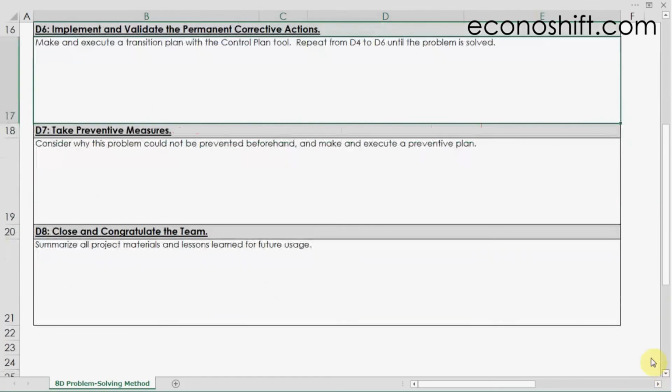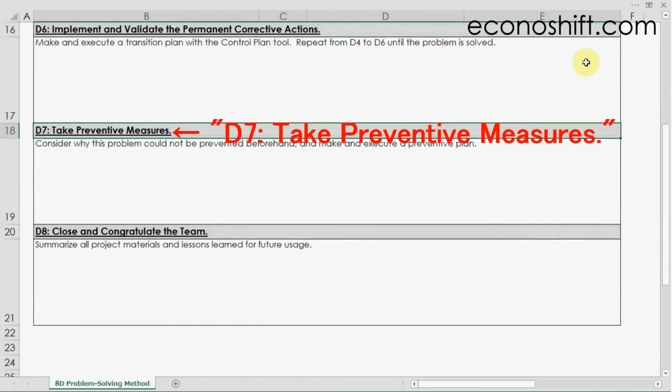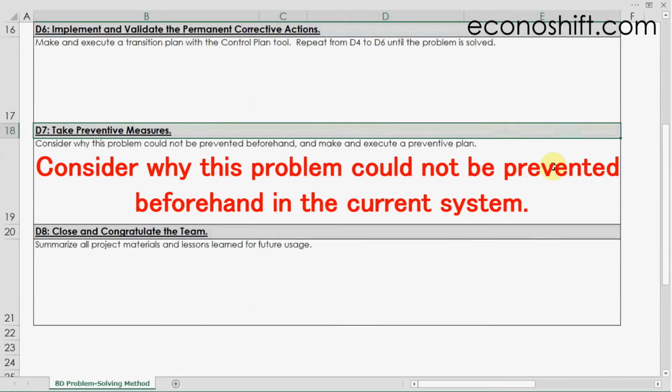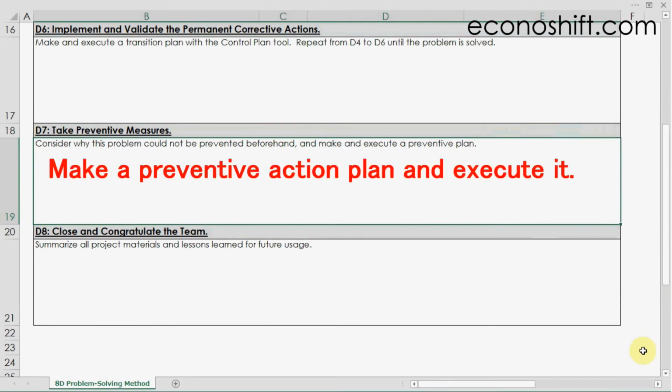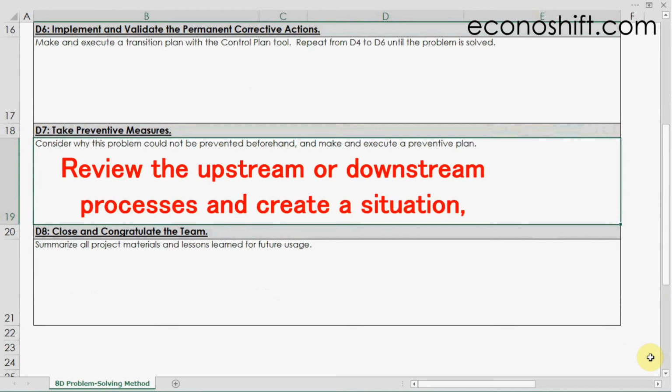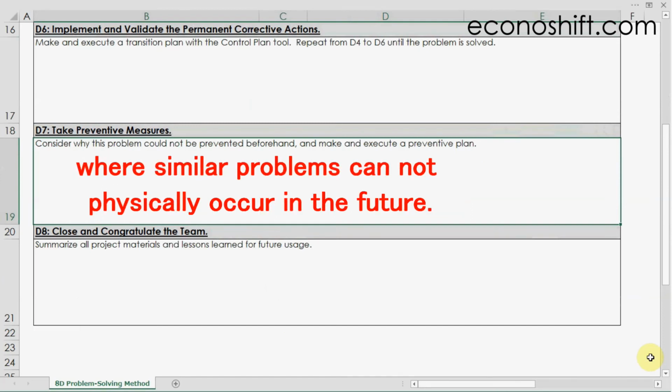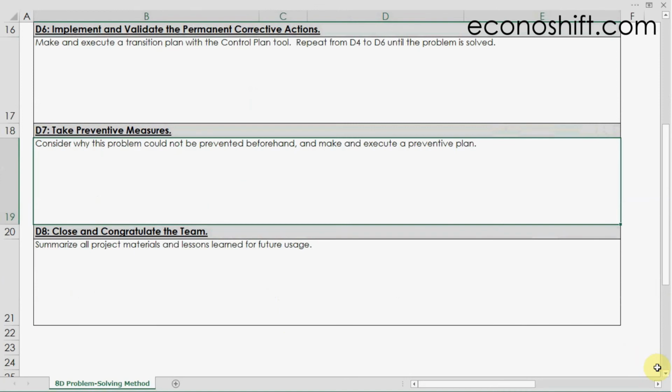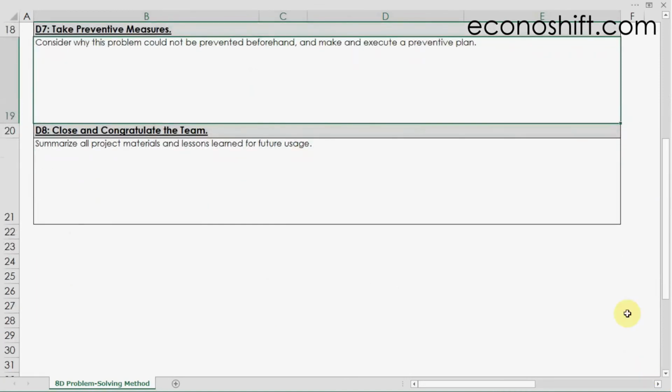Next is D7. Take preventive measures. Consider why this problem could not be prevented beforehand in the current system and make a preventive action plan and execute it. Also review the upstream or downstream processes and create a situation where similar problems cannot physically occur in the future.